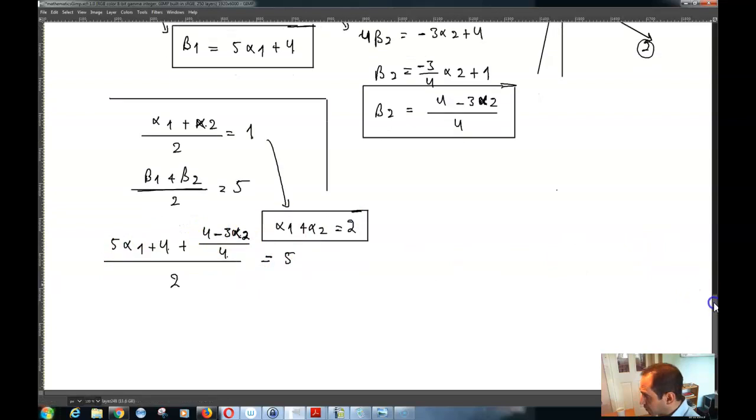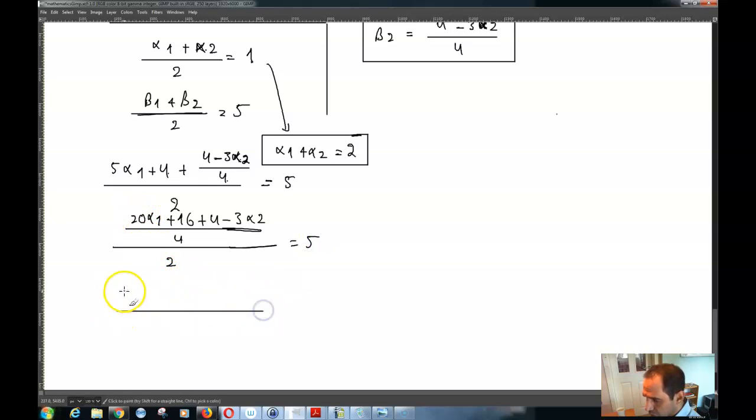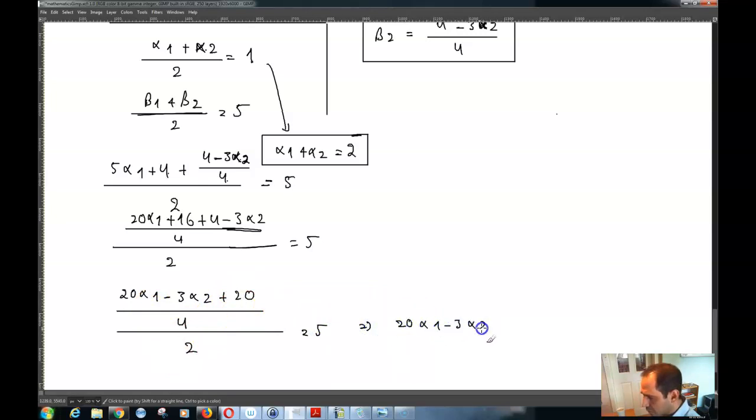But this one we can simplify a little bit, meaning that I can write 5 times alpha 1 plus 4, and if I take an LCM of 4 over here, 4 times 5 is equal to 20 alpha 1 plus 16 plus 4 minus 3 times alpha 2, and that's equal to 5. So that is basically 20 times alpha 1 minus 3 times alpha 2, 16 plus 4 is equal to 20, divided by 4 is equal to 5. And so you can write this now as 20 times alpha 1 minus 3 times alpha 2 plus 20, over 8 is equal to 5.